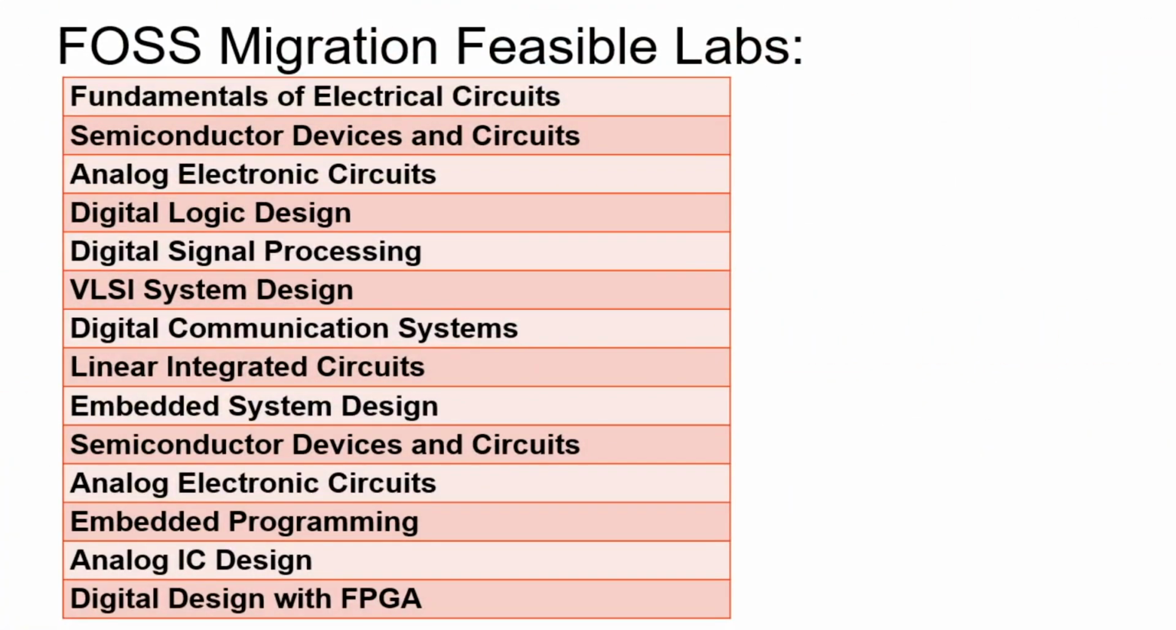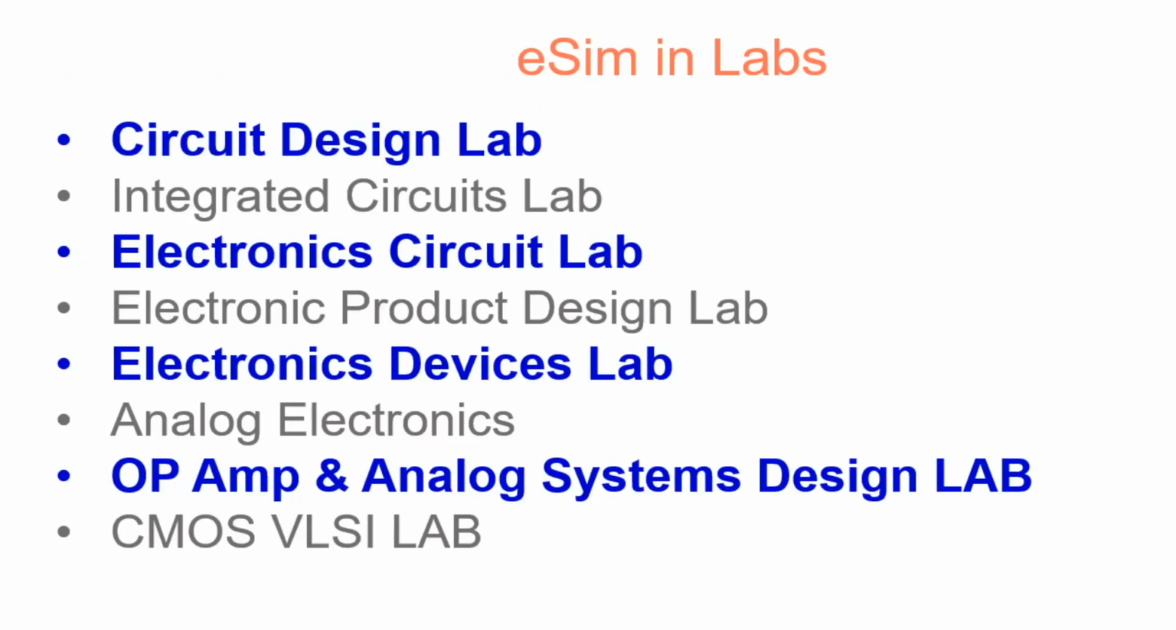If you would like to migrate to eSim in the labs, these are the possible labs which could be migrated: fundamentals of electrical circuits, semiconductor devices and circuits, analog circuits, electronic circuits, digital logic design, digital signal processing, VLSI design, digital communication systems, LIC (linear integrated circuits), embedded system design, semiconductor devices, analog electronic circuits, embedded programming, analog IC design and digital design with FPGA. So these are some possible places where you could use eSim instead of a proprietary version.